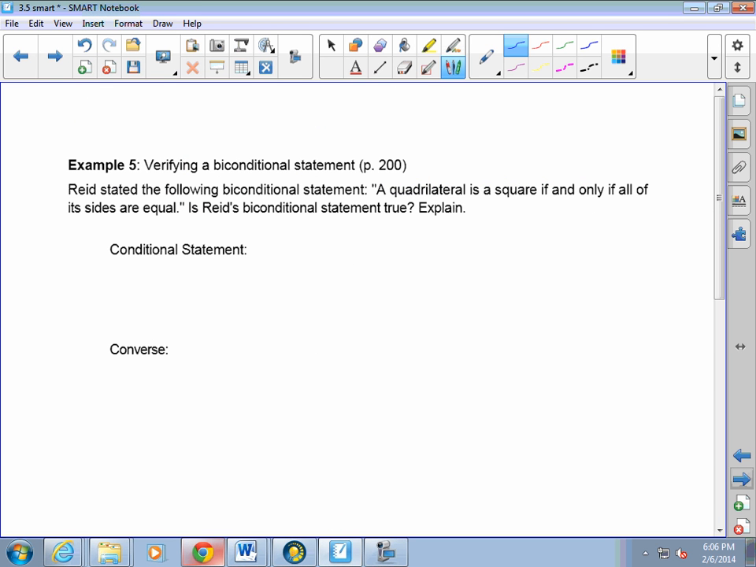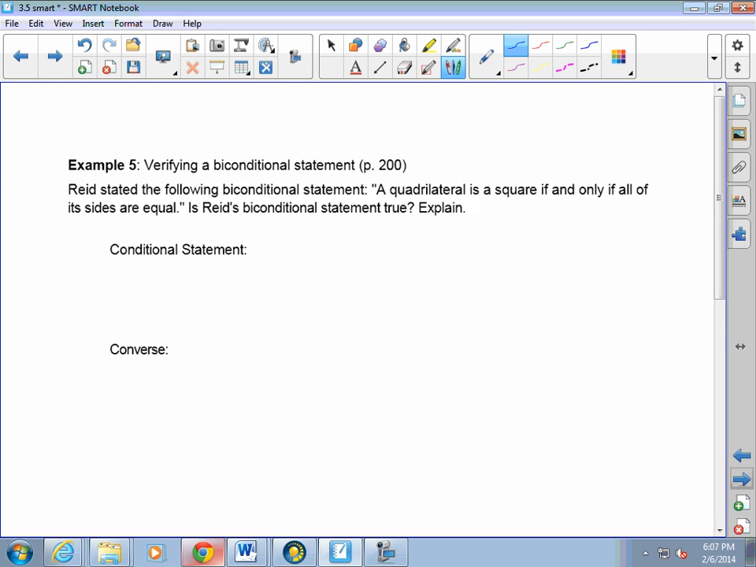Okay, next example says, verifying a conditional statement. Reed stated the following biconditional statement: A quadrilateral is a square if and only if all of the sides are equal. Is Reed's biconditional statement true? So what is the conditional statement then? The conditional statement would be if a quadrilateral is a square.